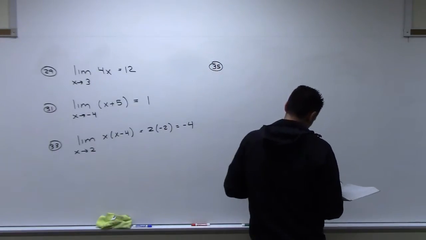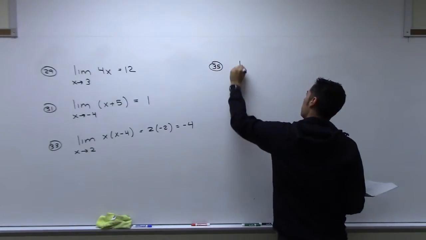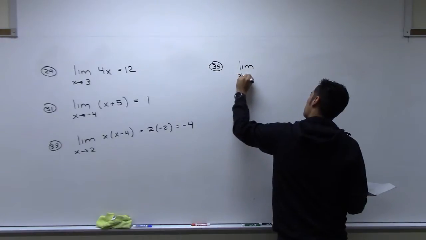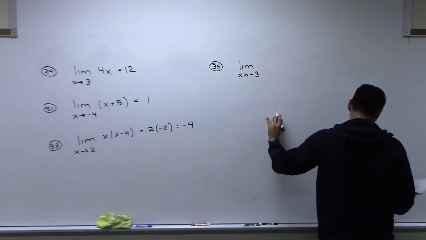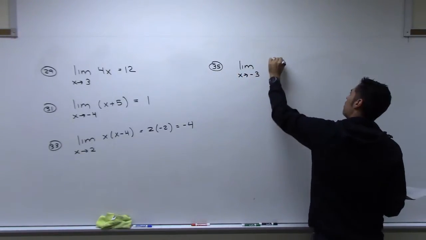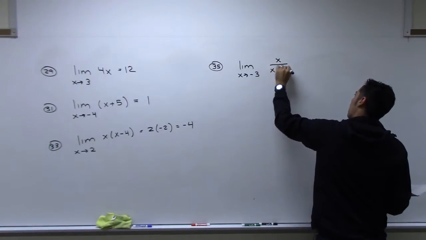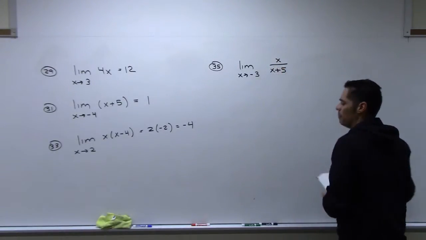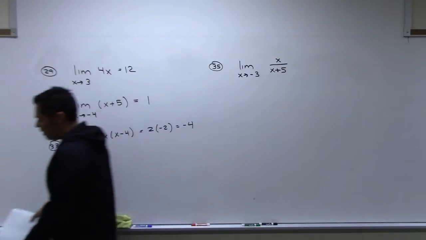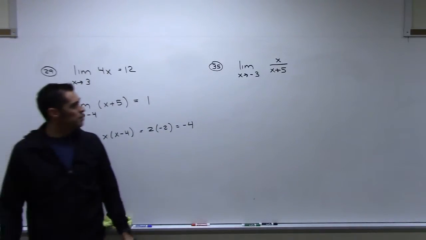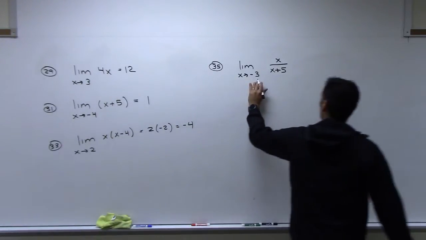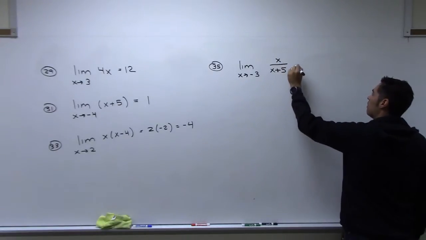So for 35, limit as x approaches negative 3 of x over x plus 5. Now we have the potential here for a problem because we have division. We could have 0 down there, but let's see. X is approaching negative 3. So what would happen if I directly substituted negative 3 in here?